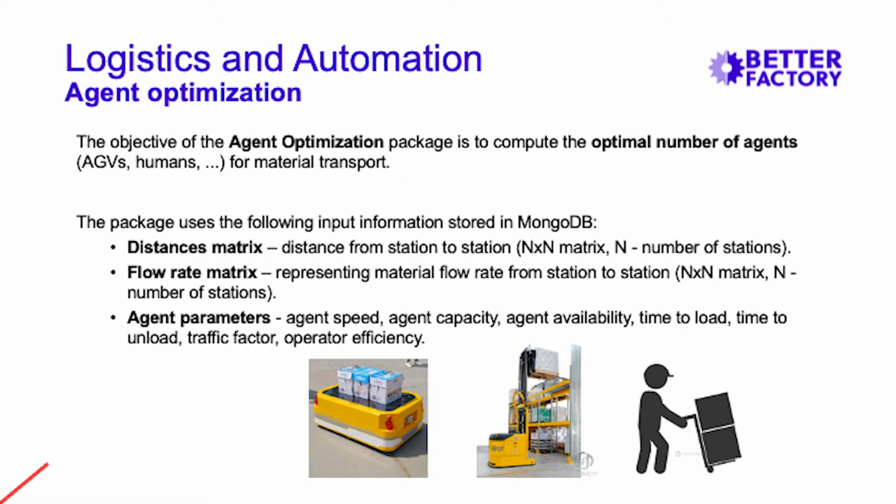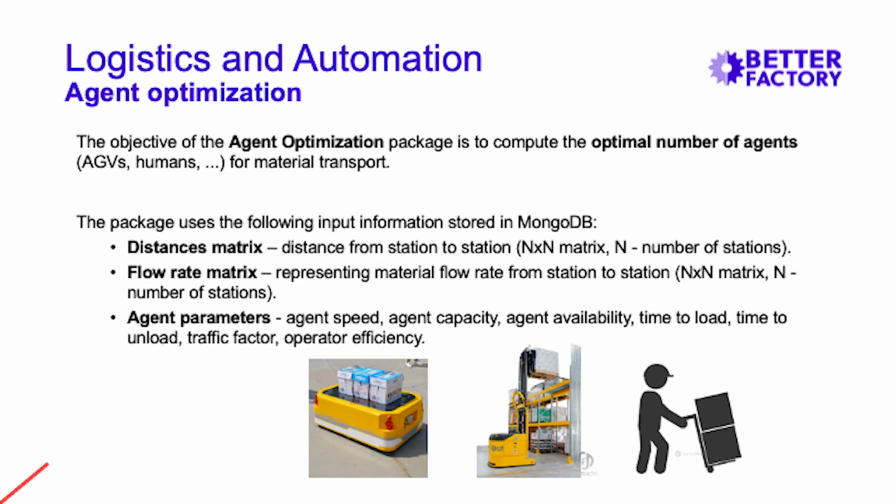The objective of the agent optimization module is to compute the optimal number of required agents for material transport. Under agent, you can imagine AGVs, humans, forklifts, and so on. The module can be used in determining equipment requirements. For example, how many forklift trucks will be required to satisfy a specified flow rate after a change in your material transport.